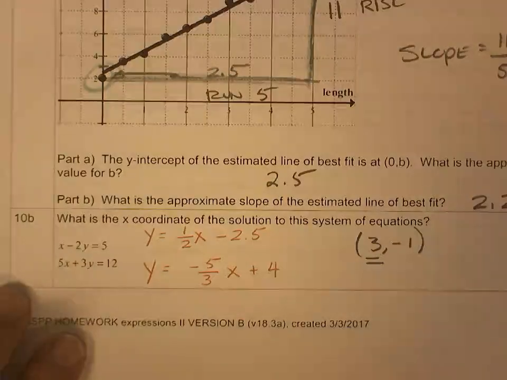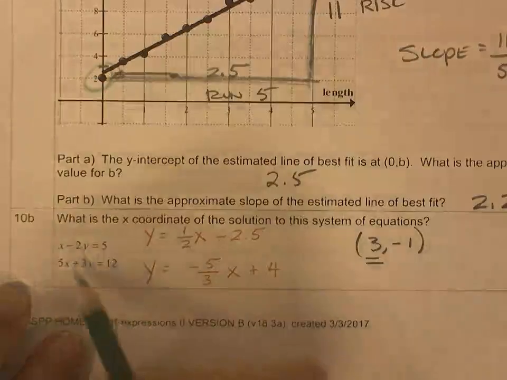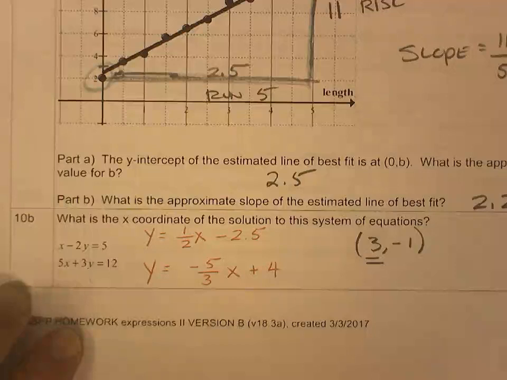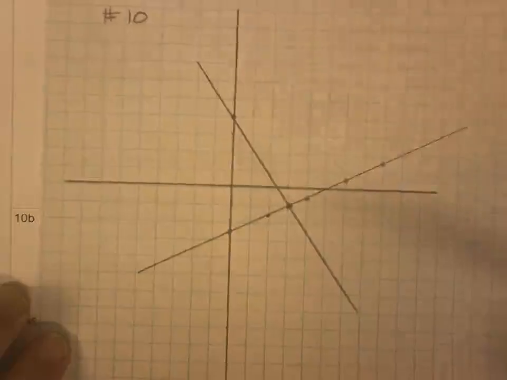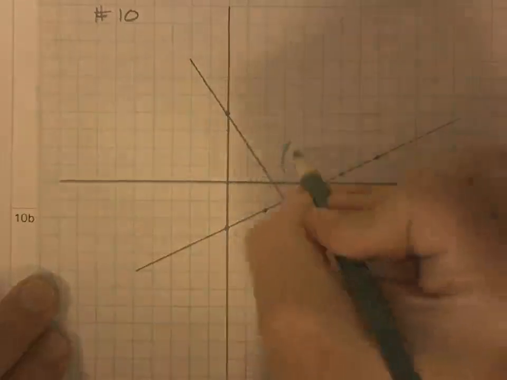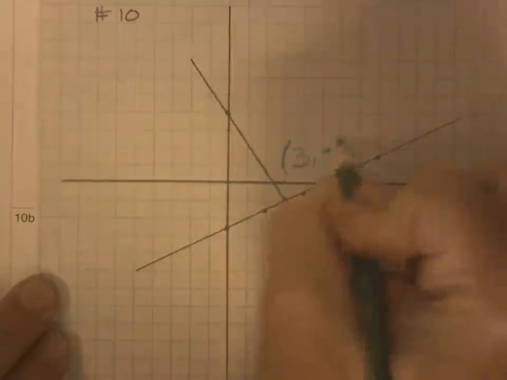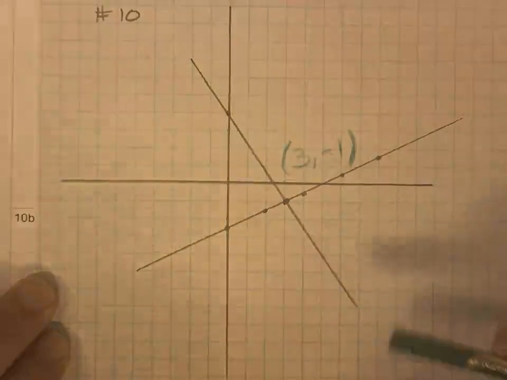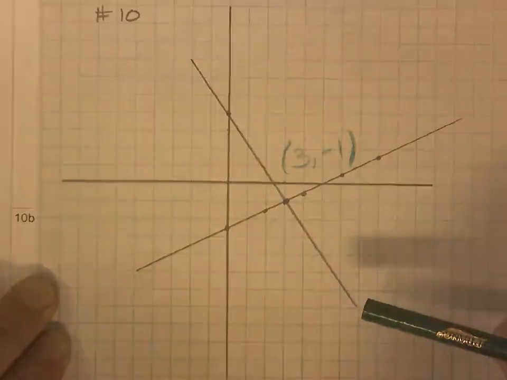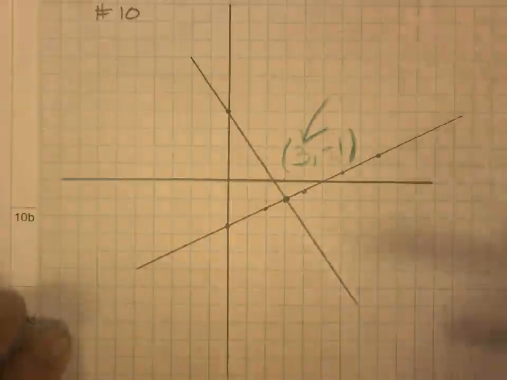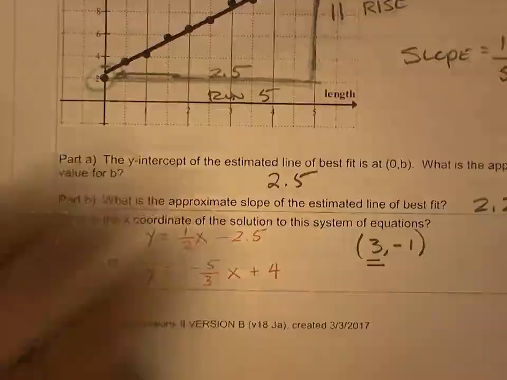Number 10, I need to solve this system. I started by doing a move the x, divide by the y, move the x, divide by the y on both of those. Then I graphed it. There's the graph. And the solution is right about here at 3, -1. And the question is only asking for the x-intercept. So the answer is just 3. That was 10.